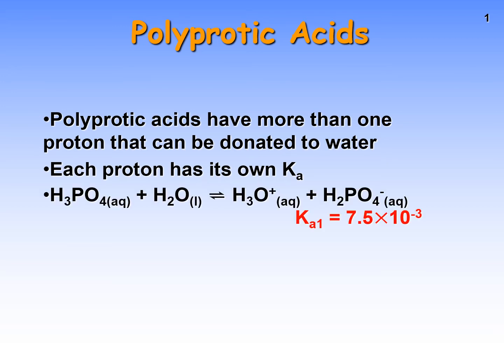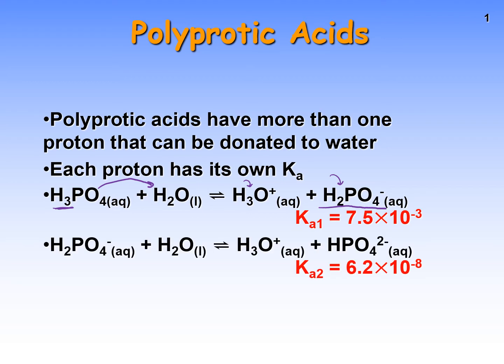So for instance, if we look at phosphoric acid, which is a triprotic acid, it can donate a single hydrogen to water, forming H3O+ and H2PO4-, and that has a Ka value of 7.5 times 10 to the negative 3. But then H2PO4- can go on and donate another hydrogen to water, which forms our two products, H3O+ and HPO4 2-.